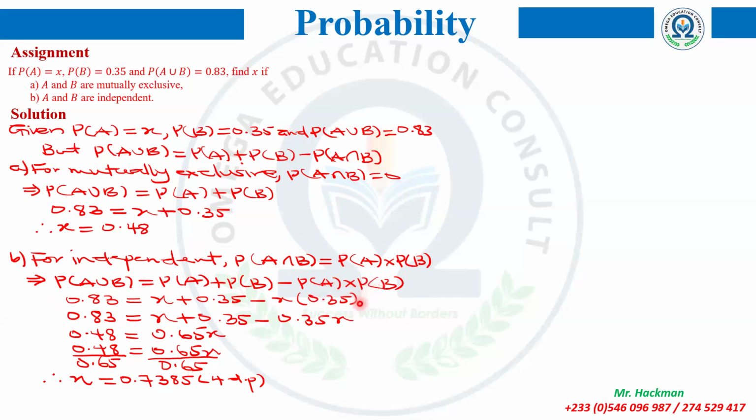So at this point, you are in a comfortable lead. Just go and substitute all the parameters that you are given. You know that A union B is 0.83. That is P of A union B. And P of A is X, P of B is 0.35, minus, this will give you P of A, which is X, times what? P of B, which is 0.35.